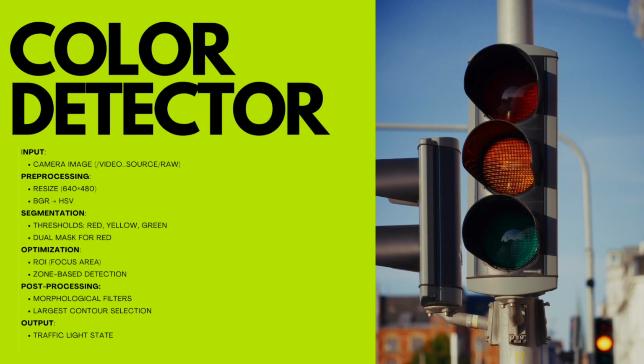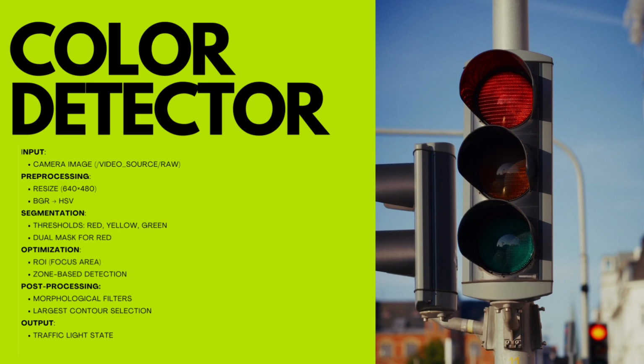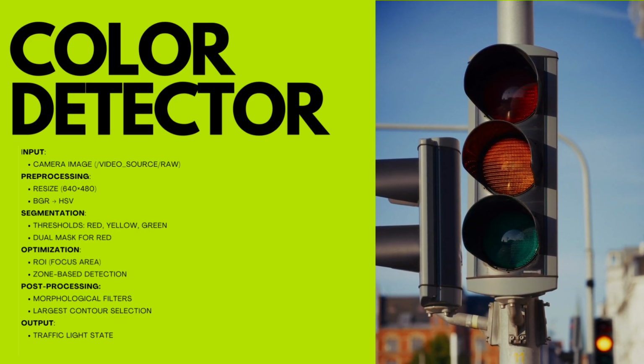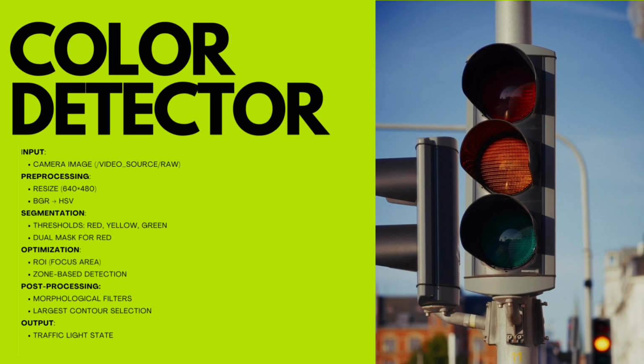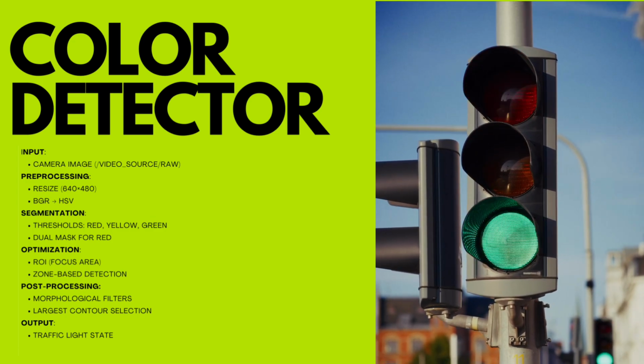The first implementation step was the color detector. The node subscribes to the raw camera image. Each frame is resized to 640 by 480 pixels to reduce computational cost while keeping enough resolution to detect the traffic light. Then, the image is converted from BGR to HSV color space, because HSV separates color information from brightness, which helps with color segmentation.